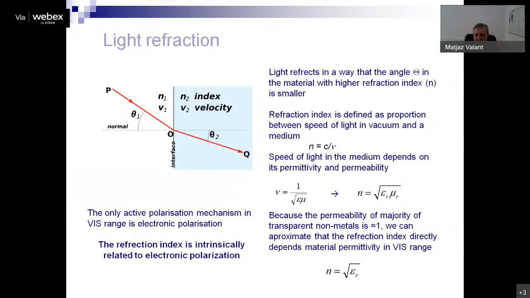I apologize here. The speed of light in the media should have C here instead of 1. This is a mistake. Instead of this number 1, it should be C. And then if we enter this expression into the upper formula, we would come out with a relationship where the refraction index is equal to the square root of permittivity and permeability.